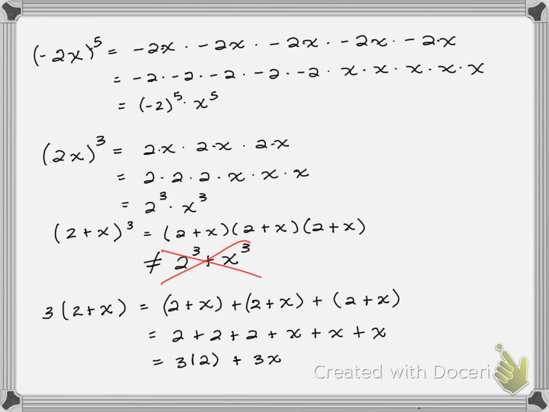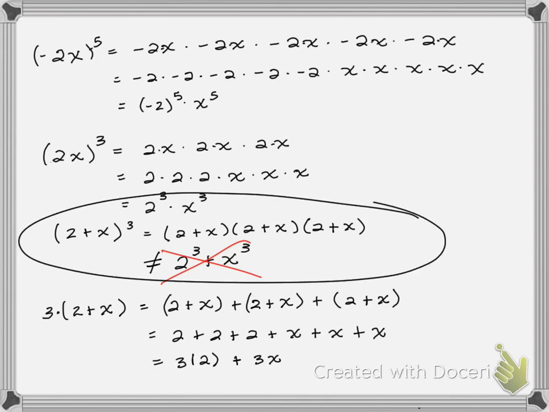Because the relationship between multiplication right here and addition inside the parentheses works the same as that relationship between multiplication inside the parentheses and exponents outside of it. This is where things get hairy and nothing works the way we want it to.